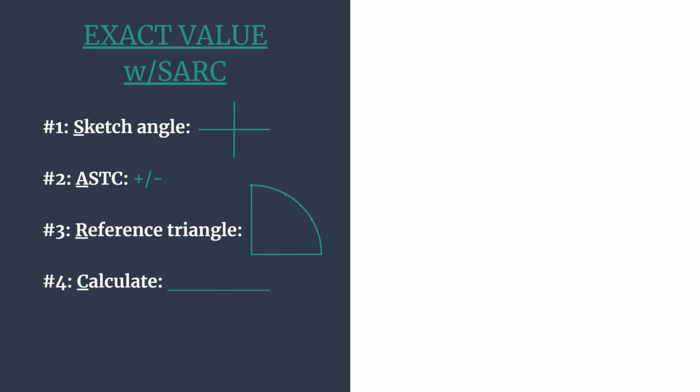The A helps us think ASTC, which is an acronym to help us tell which trig function is positive in the quadrant we're working in, and that'll help us determine if our final answer is positive or negative. The R is for reference triangle. We'll get the reference angle, the special right triangle that goes with that, and then the coordinates so that we can calculate. That's the C.